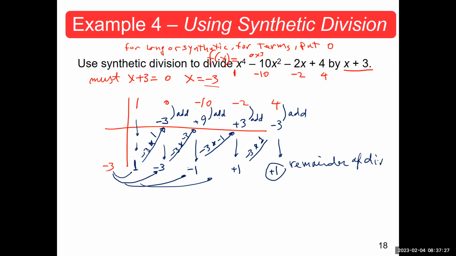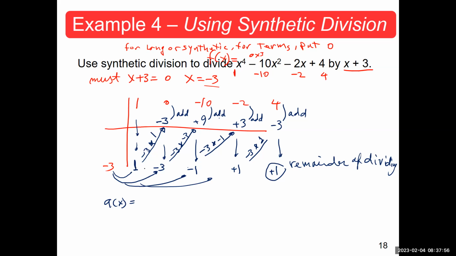We have no zeros. If it's 0, then we have a 0, but here we don't have a 0. Now, where is the answer? Where is the Q(x)? What's the highest power here? It was 4, right? If the highest power is 4, then the answer's highest power would be 3.